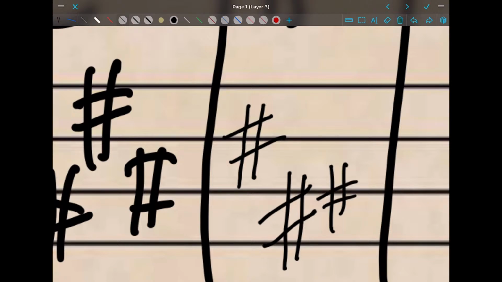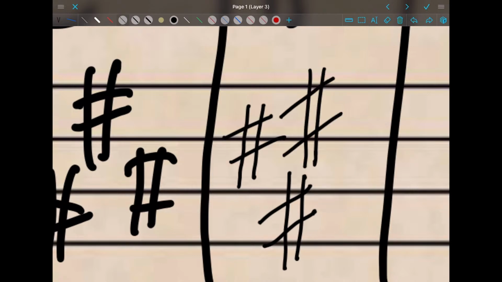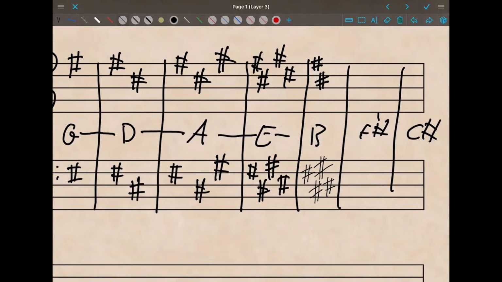Or if I draw something like this, where it's not filling up the space or filling up the line, F, C, you know that this is G sharp. And then D sharp. It's really, really clear whether or not that sharp is on a line or a space. That's really important when you're drawing these things.